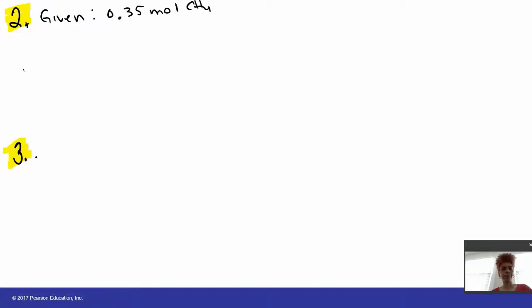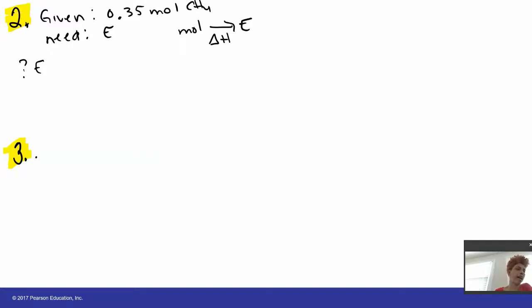Our given is that we have 0.35 moles of methane, and what we need is the energy that is released per 0.35 moles of methane. So we're going from moles to energy, and that moles to energy is delta H. So what is that energy? If you go back a slide, we have the value that's there. And so let's work this problem out.